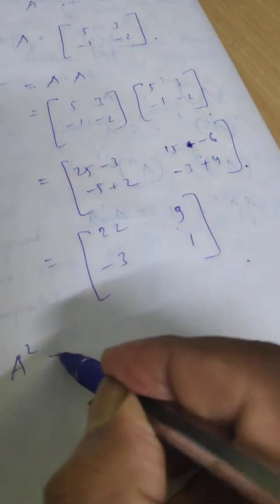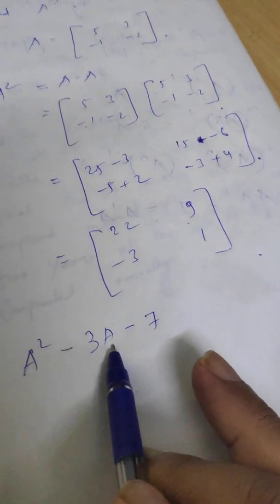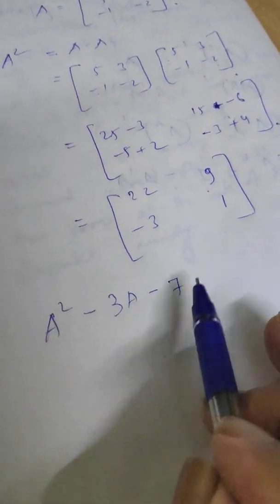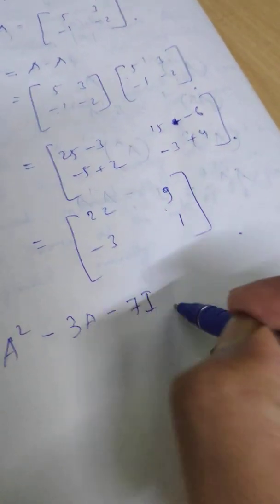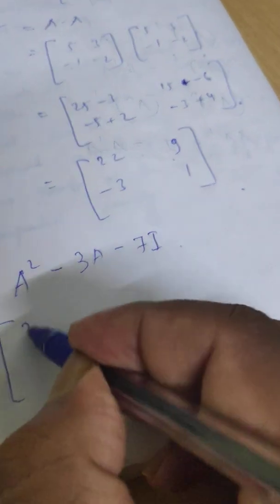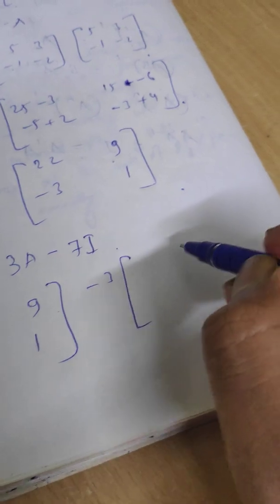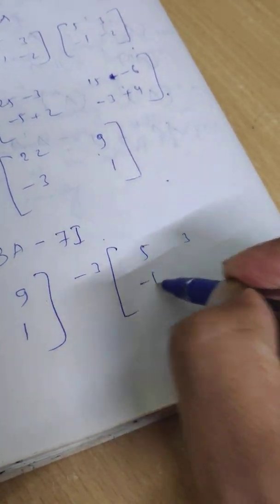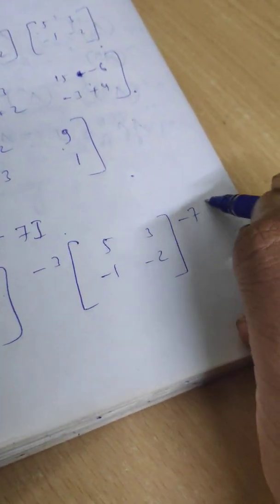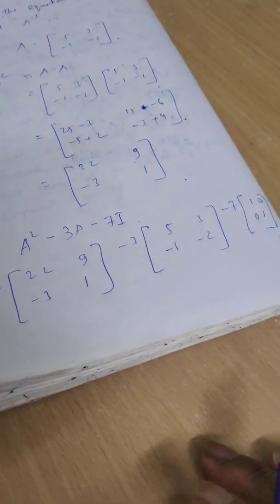What you have to find out is A square minus 3A minus 7. Now this one is a matrix, this one is also a matrix, but this one is a number. You cannot calculate, so we have to write 7I, where I means identity matrix. This will be equal to 22, 9, minus 3, 1 minus 3 into A, which is 5, 3, minus 1, minus 2, minus 7I, which is 1, 0, 0, 1.